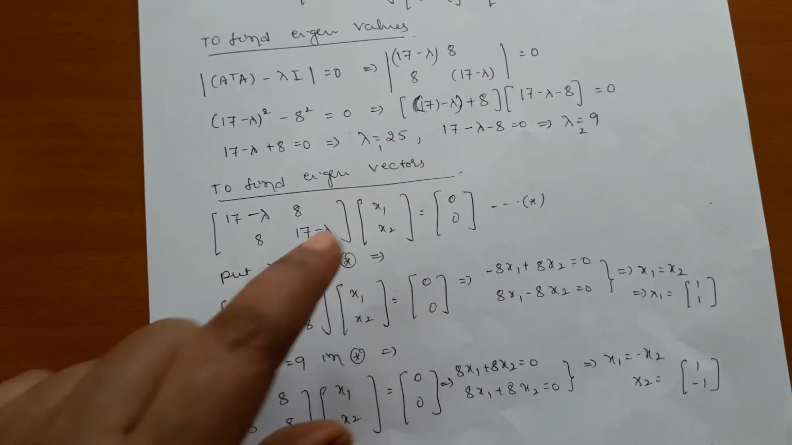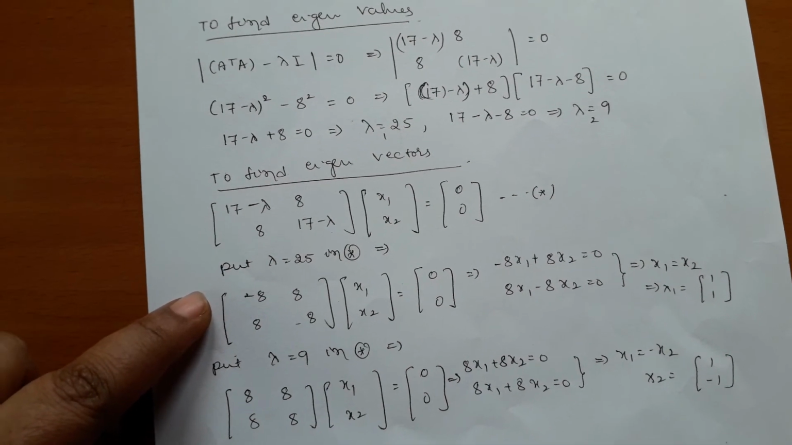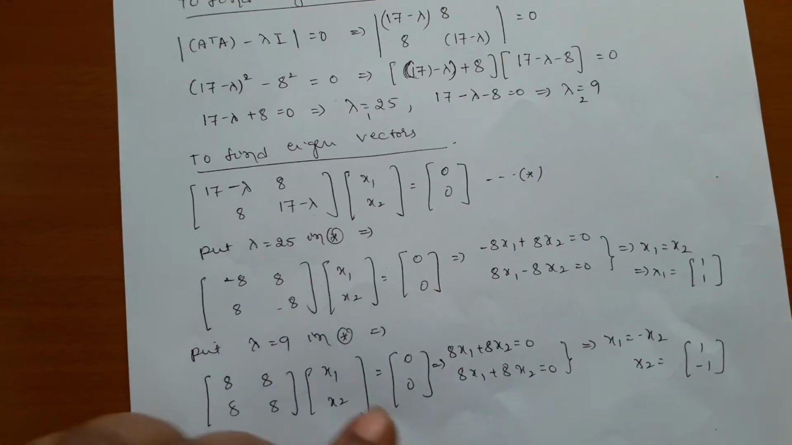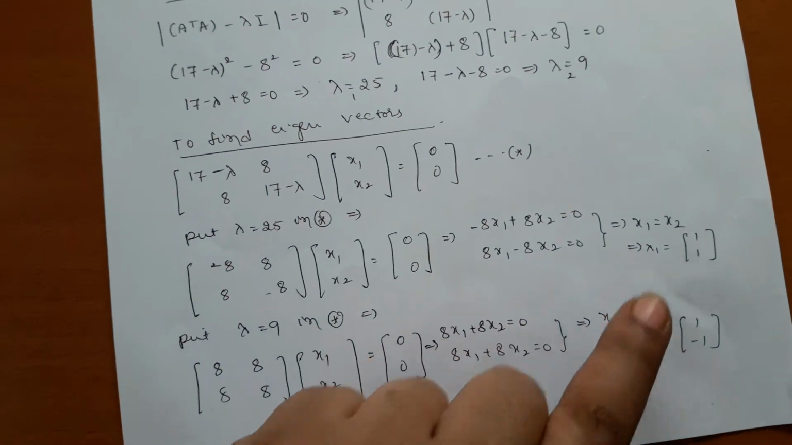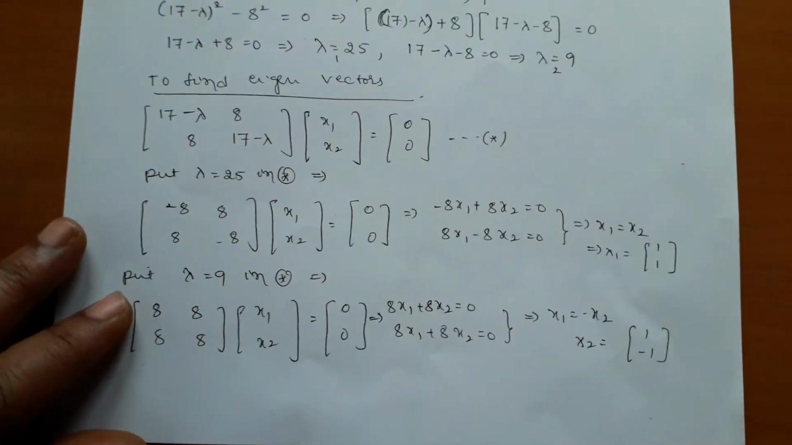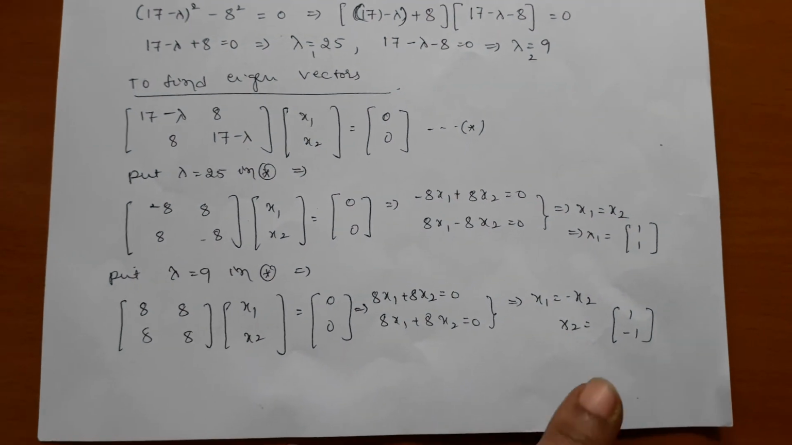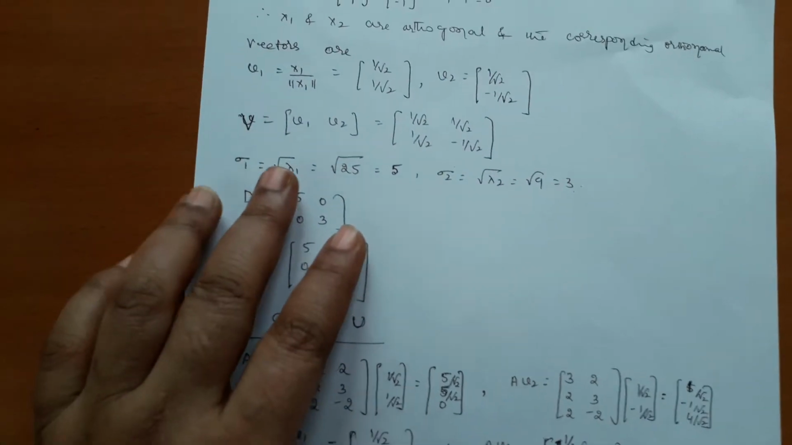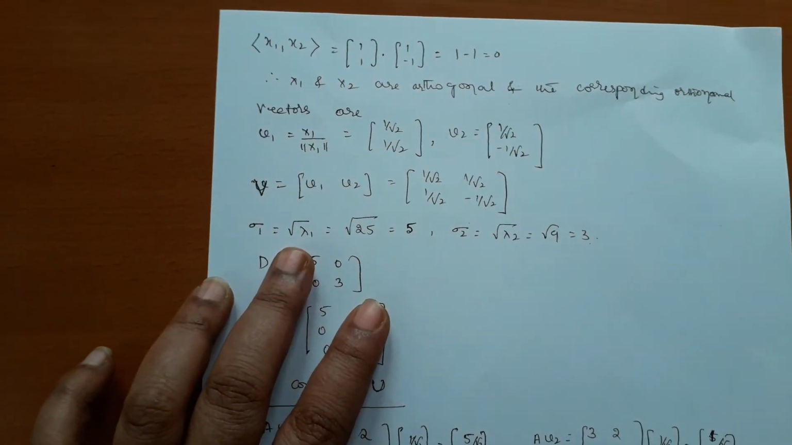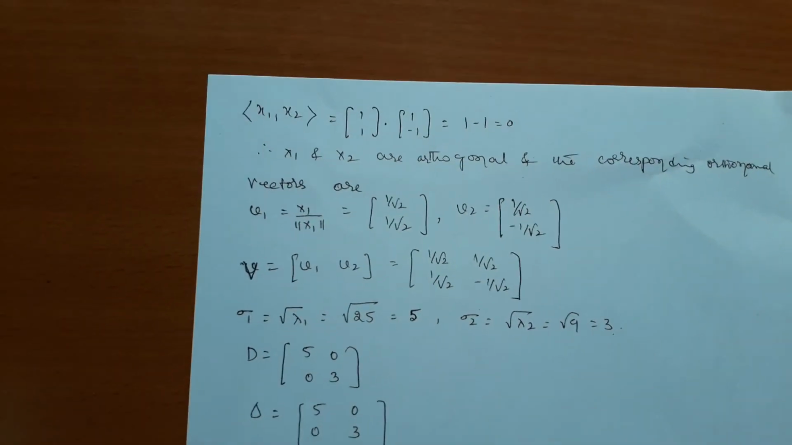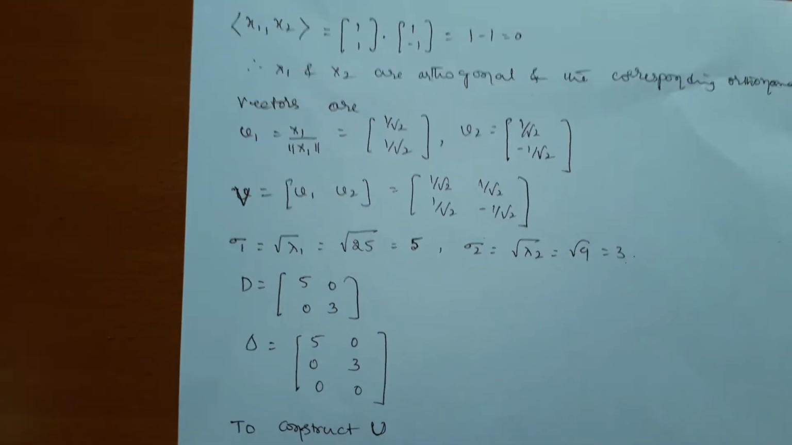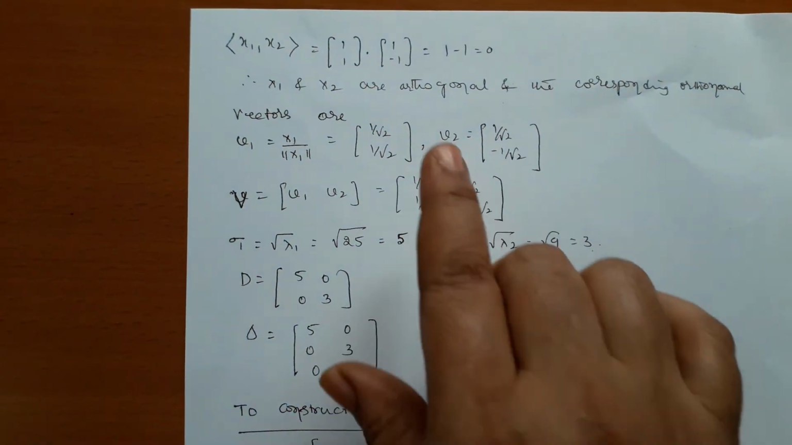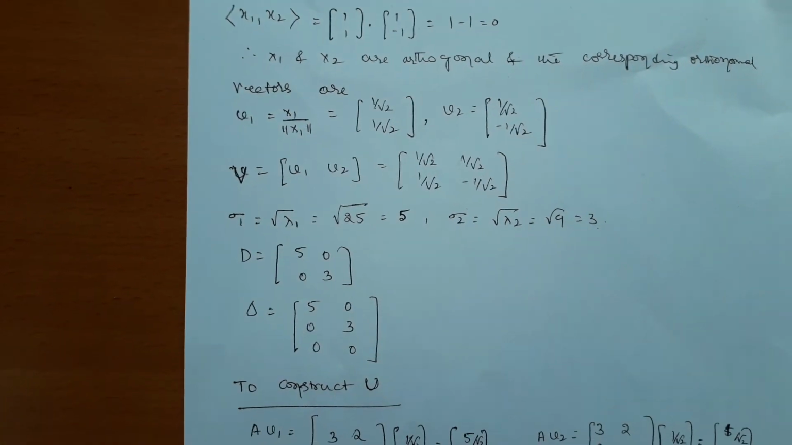Corresponding to 25, the matrix A minus lambda I times the matrix X is equal to the zero matrix. Write a system of equations from this matrix. We get x1. Similarly, for lambda equal to 9, you calculate and we get another, x2. What is x2? It is nothing but 1, minus 1. Afterwards, find the inner product of x1 and x2. What is the inner product of x1 and x2? It must be equal to 0. Therefore, x1 and x2 are orthogonal.